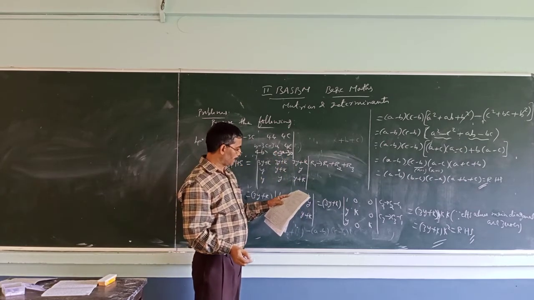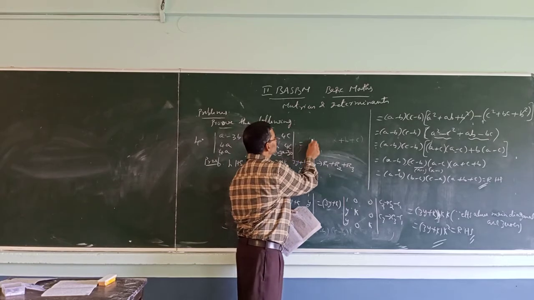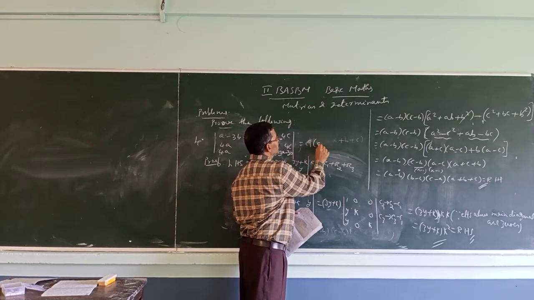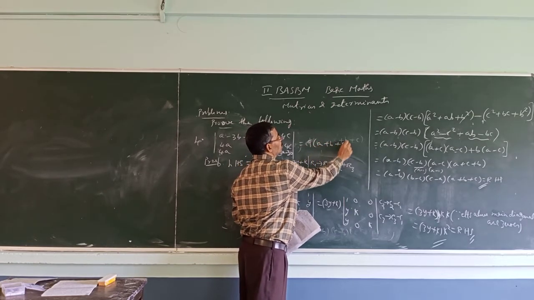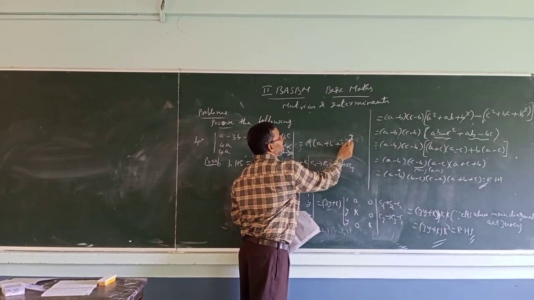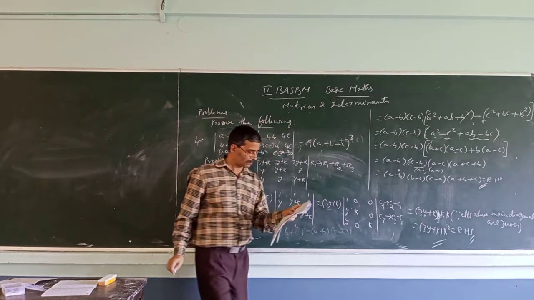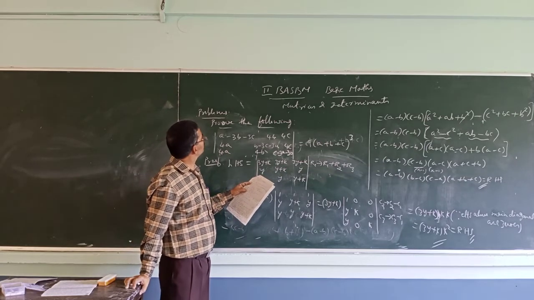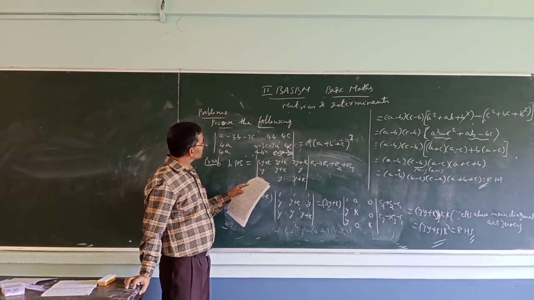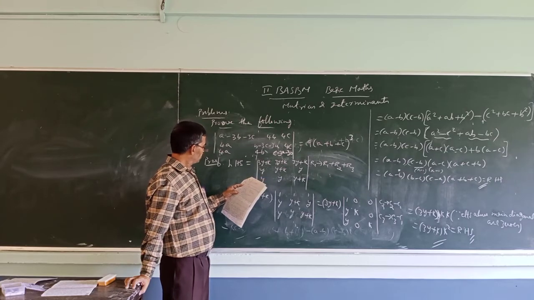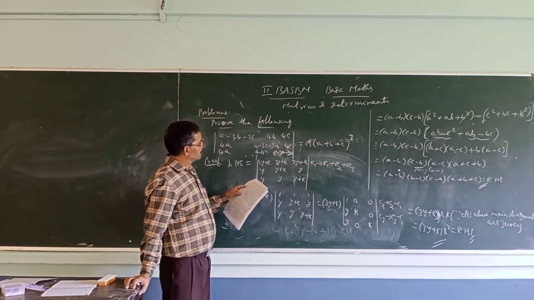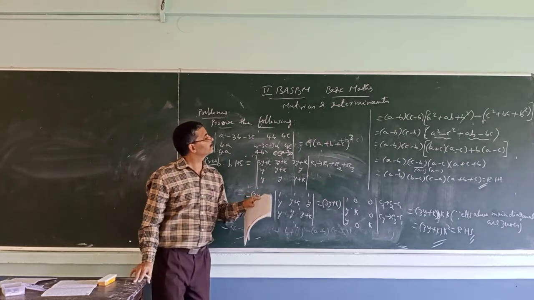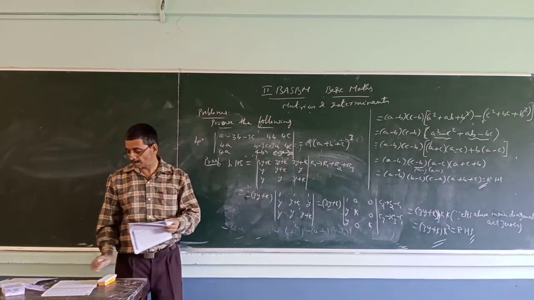Equal to 9 into (a plus b plus c) whole cube. Now to prove it, let me read the question again. The determinant: a minus 3b minus 3c; 4b, 4c; 4a, b minus 3c, minus 3a, 4c; 4a, 4b, c minus 3a, minus 3b, equal to 9 into (a plus b plus c) whole cube.